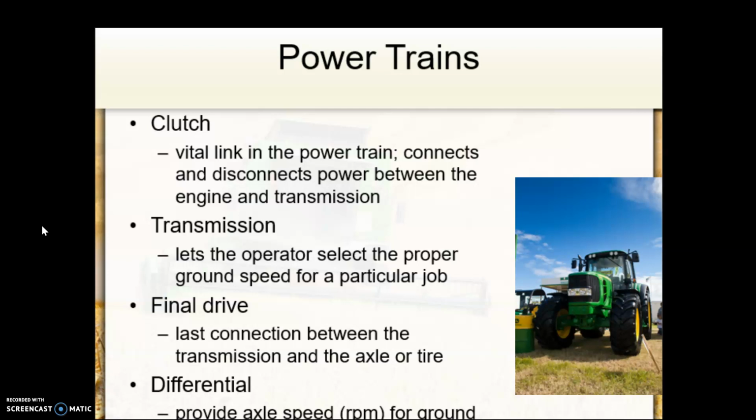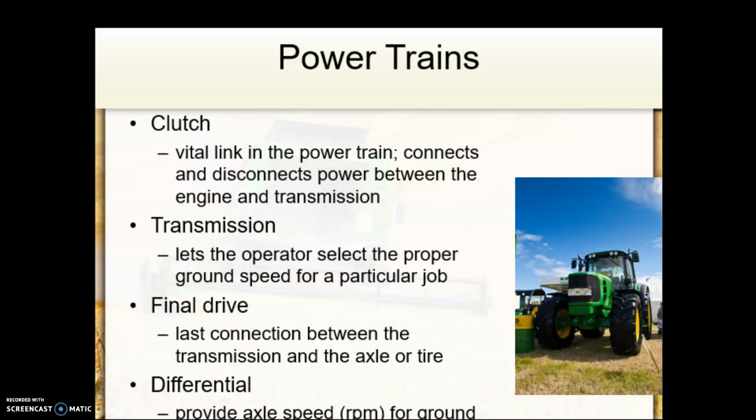The transmission lets the operator select a proper ground speed for a particular job. The transmission is important because it gives us options in terms of speed. Different jobs around the farm are going to require different speeds. If I'm pulling a planter, I can only pull that planter as quickly as that planter can keep up with me in terms of spacing the seeds correctly. I've got to run at a particular speed across the ground in order to allow that planter to do what it's supposed to do. And a tractor is going to have several gears to choose from.